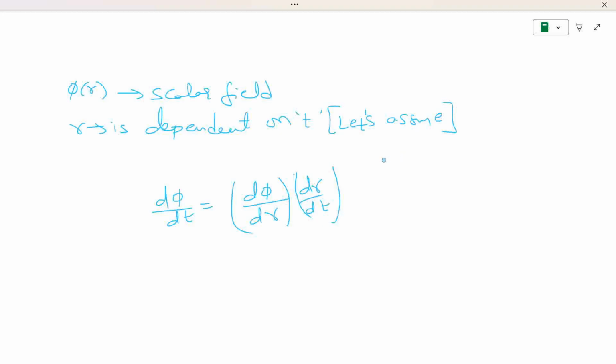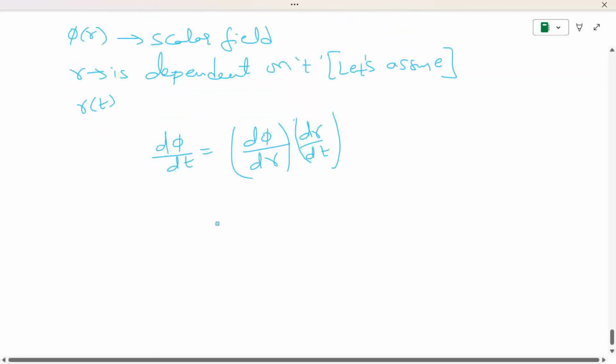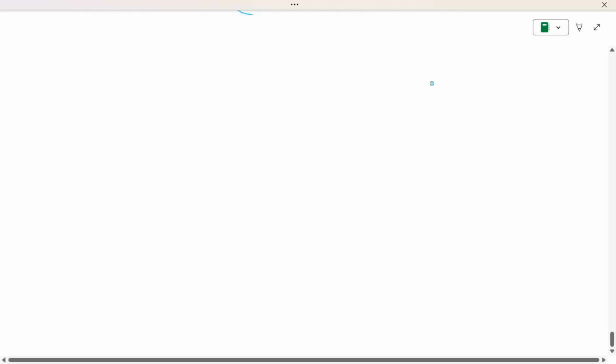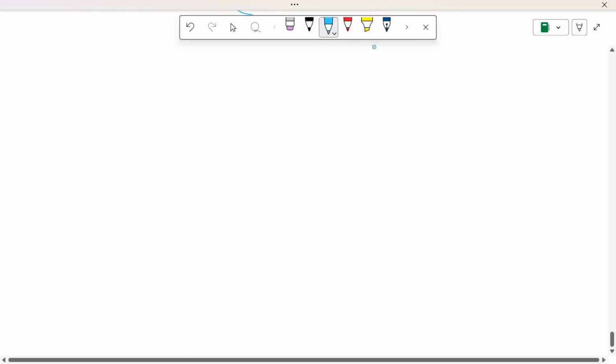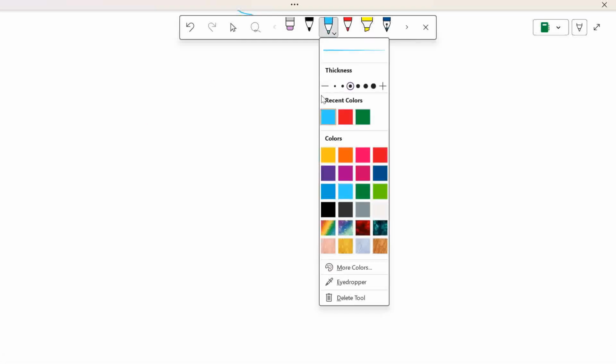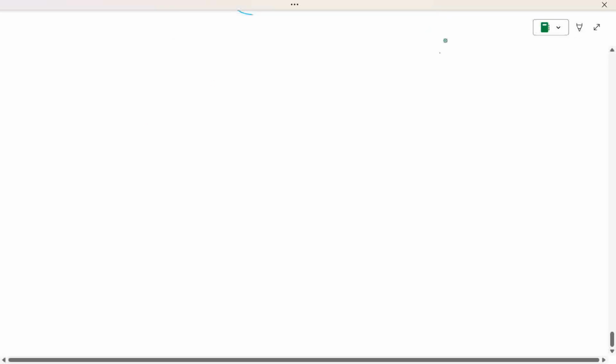So here we can write r of t instead. r of t. Now the second case. Now see the second case.